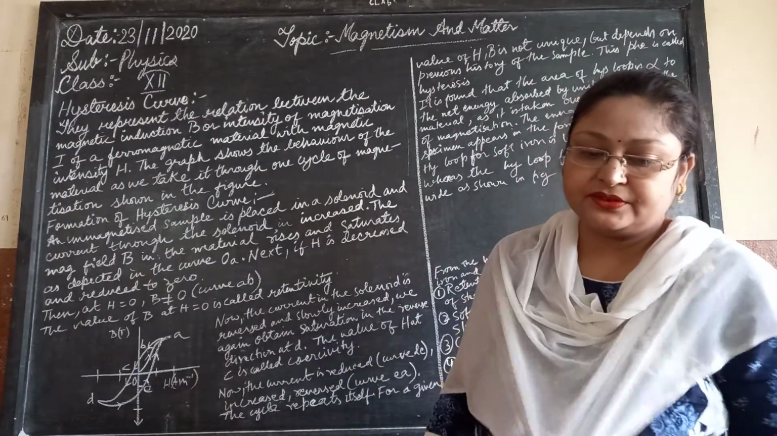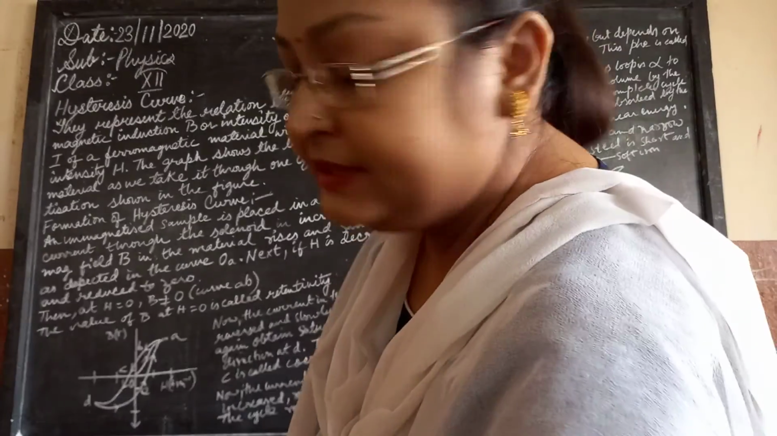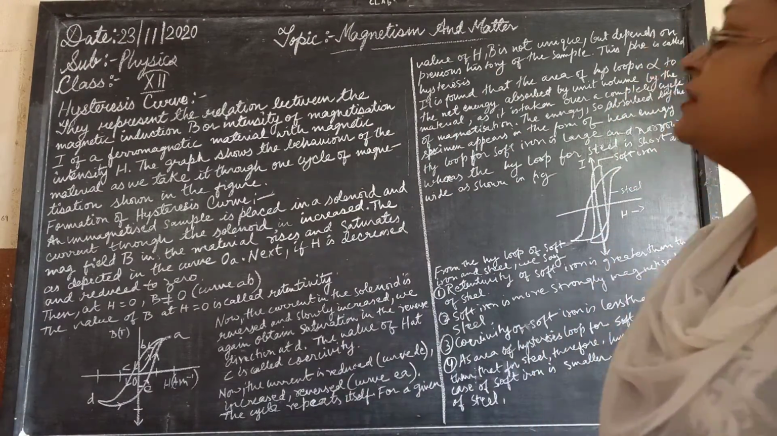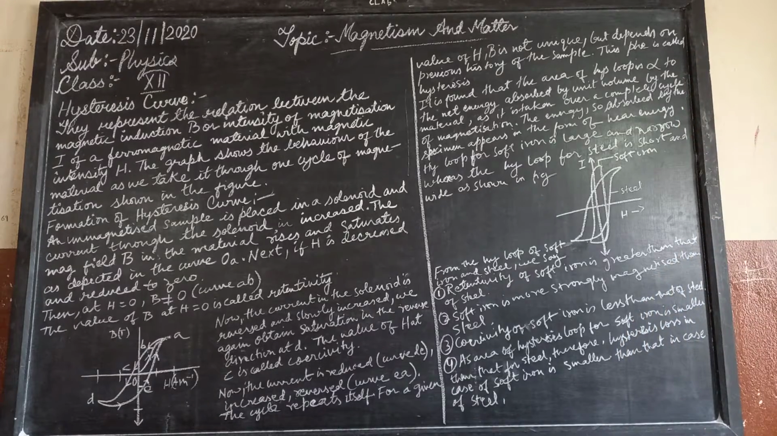The topic is the hysteresis curve and how we get this hysteresis curve. Let us see the relation between the magnetic induction B and the intensity of magnetization I of the ferromagnetic material with magnetic intensity H. The graph shows the behavior of the material as we take it through one cycle of magnetization shown in the figure. Formation of the hysteresis curve.